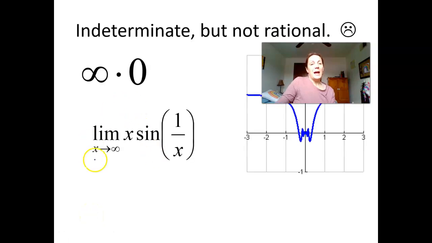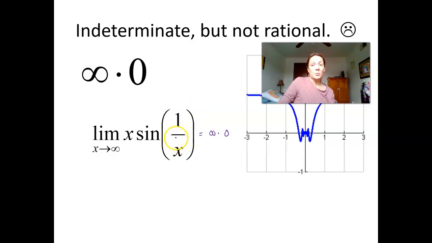So for example, I have the limit as x approaches infinity of x times the sine of 1 over x. If I try to evaluate this as I go to infinity, x is going to be infinity, and then the sine of 1 over infinity, also known as the sine of 0, that's going to give me a 0. That's a problem. Okay. The answer to the problem, the solution to this problem, is algebra.